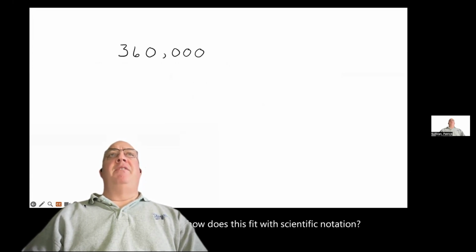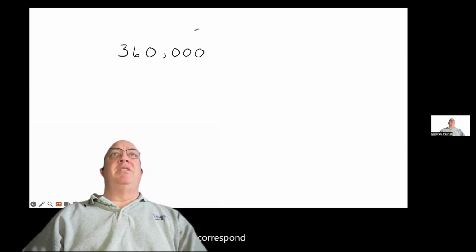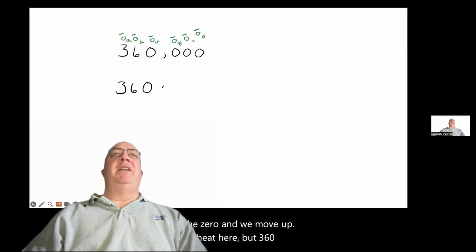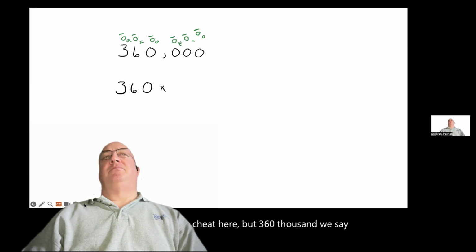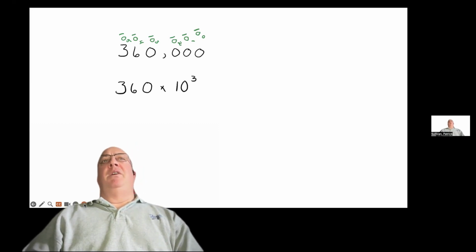So let's roll. Let's say we have the number 360,000. And again, as we talked about yesterday, we operate in the decimal number system. So each of those numerals that we've written corresponds with a place value or a size of unit, starting with 10 to the 0, and we move up. Doing a little cheat here, 360,000 is 360 times 10 to the third.